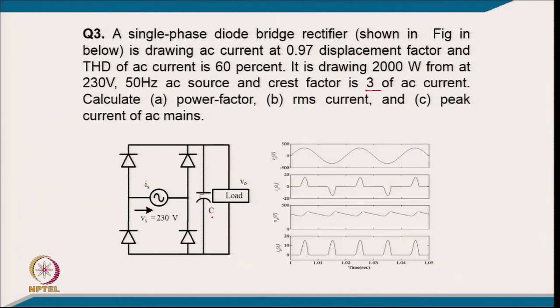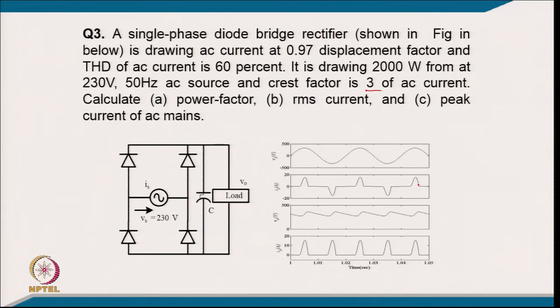So, you can see here the capacitor is there, and you will be drawing this kind of current only for the duration when AC supply voltage is more than the capacitor voltage. You will be drawing the current for a very short period when the capacitor is getting charged, and when it comes to this kind of current, and this is the load current. So it will be drawing current only for a short period. So you can see this kind of current.